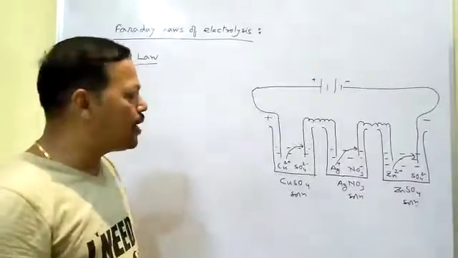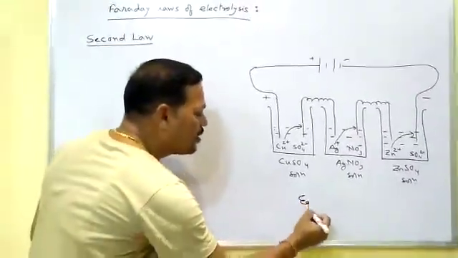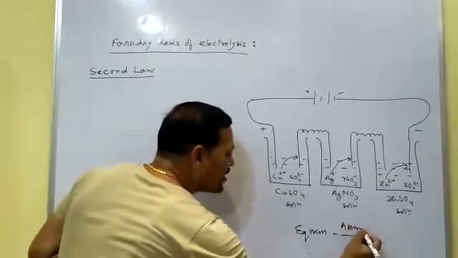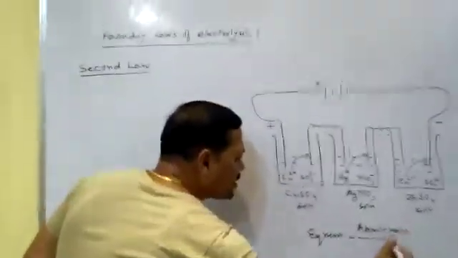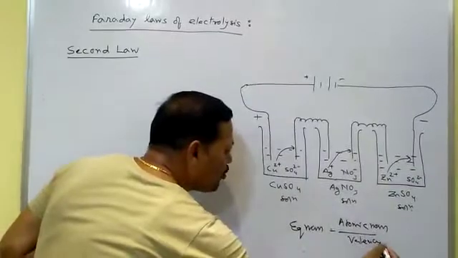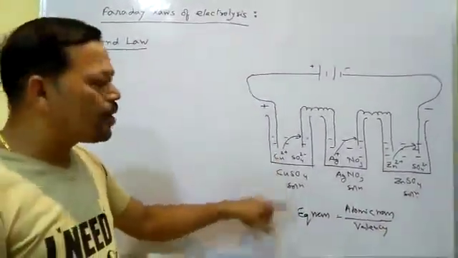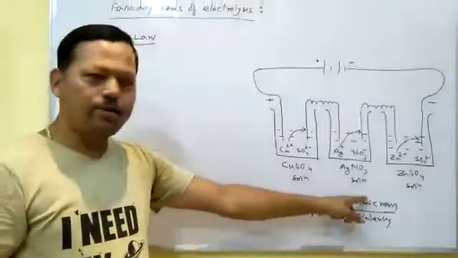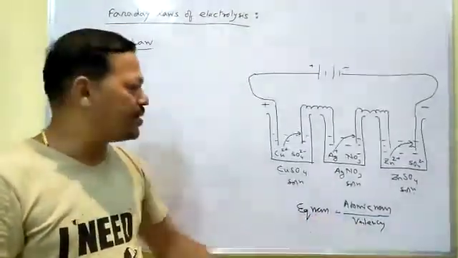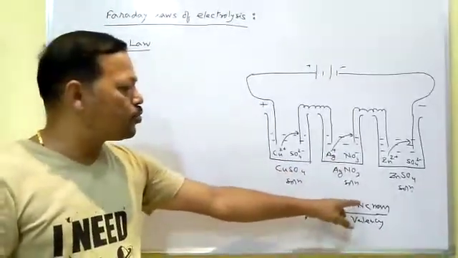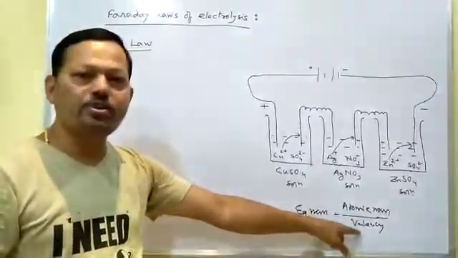To determine equivalent mass, the formula is atomic mass divided by valency. This is the formula to find out the equivalent mass of the substance. So if you want to find copper's equivalent mass, it is copper atomic mass divided by the copper valency. Silver, you know silver atomic mass is 108, so you put 108 here, divided by valency of silver, which is 1.